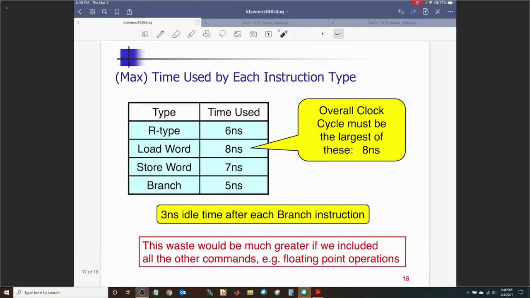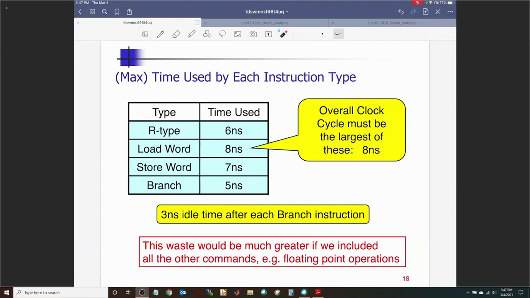Now if I lay out the time used by each instruction, for R-type I computed 6 nanoseconds, load word 8, store word 7, and branch 5 nanoseconds. A couple of things I would like you to note from here. One, things that involved memory, when you had to read things from memory or write things to memory, took longer than things that did not require memory access, for example R-type and branch type. So if you want to do memory access, then things become a little bit slower. That's the first thing I want you to take away.